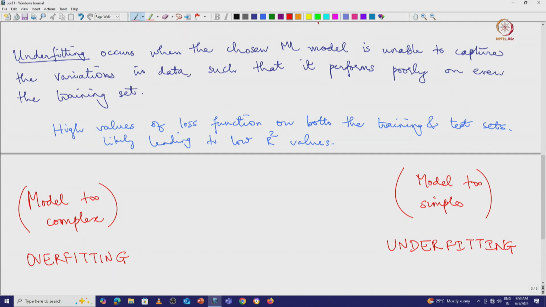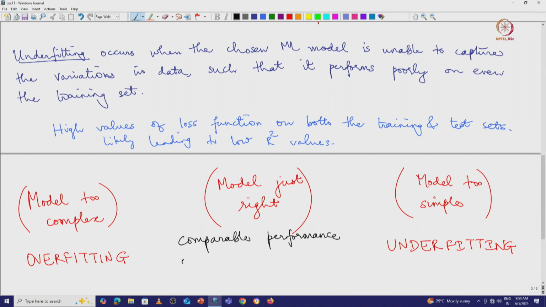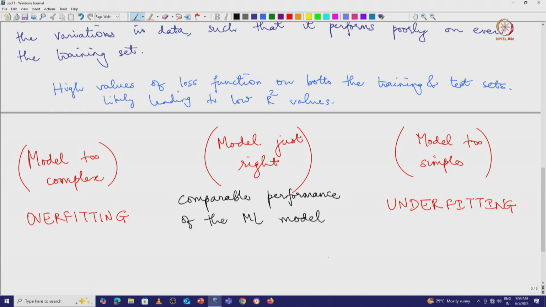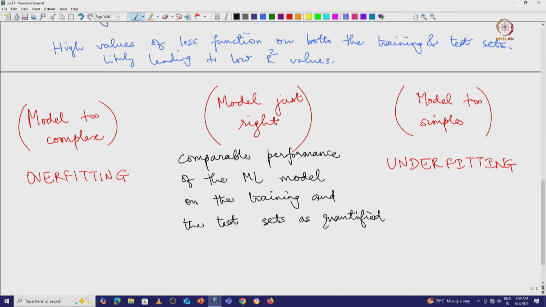And finally the model can be just right, and in this case hopefully you get comparable performance of the ML model on both the training and the test sets as quantified by the chosen loss function.